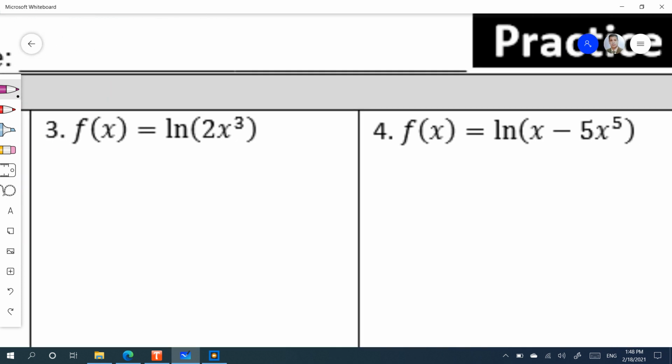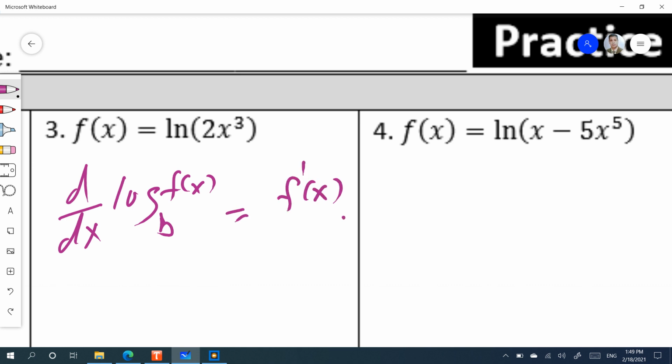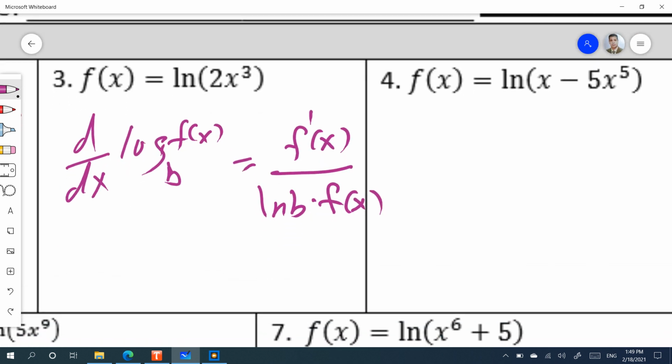The third function is a logarithm function, and I will repeat the derivative of the logarithm function in general: log of f of x to base b. Its derivative will be the derivative of the function divided by ln b times the function itself. This is the rule of the derivative, okay?